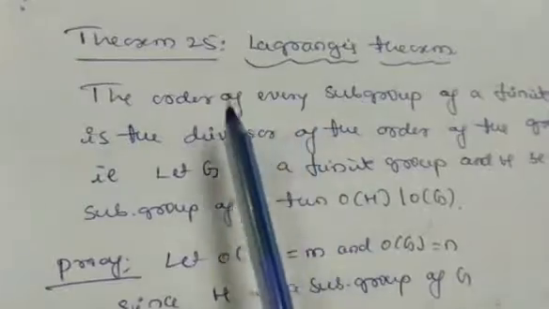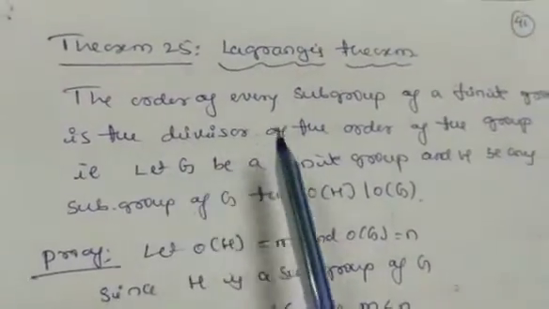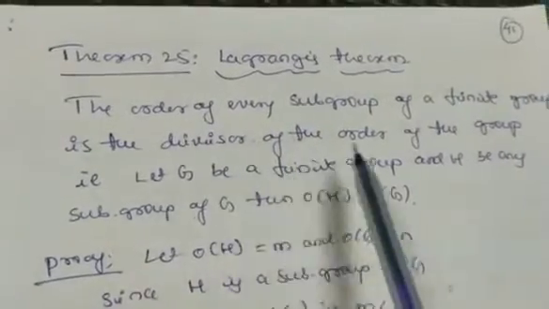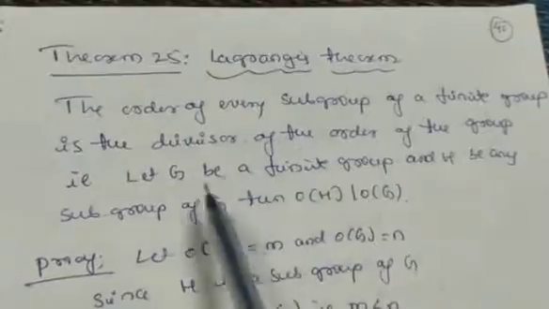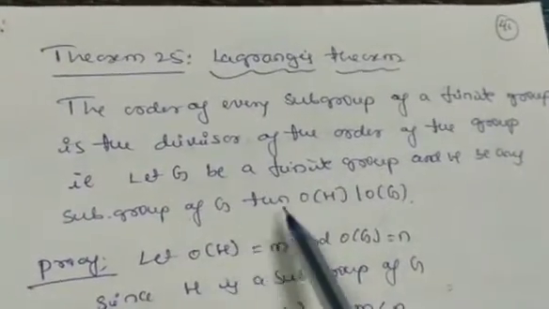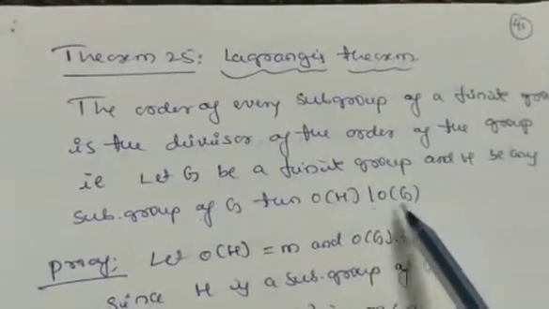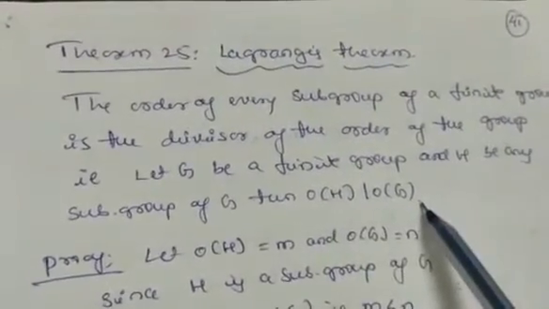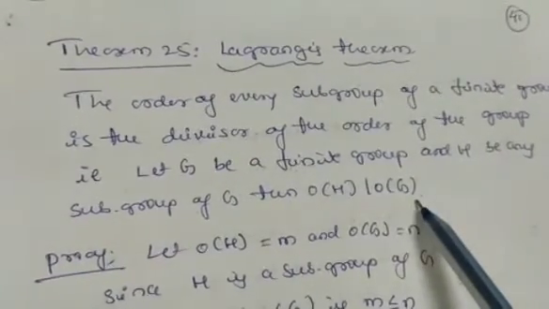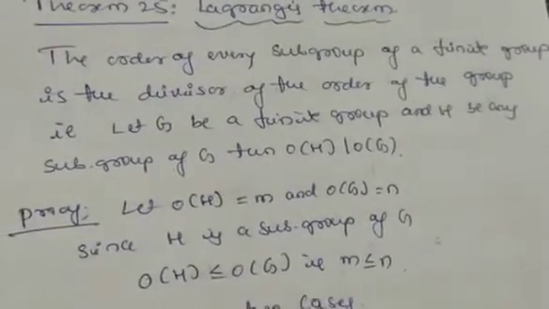This theorem is important. So let us take the statement. The order of every subgroup of a finite group is a divisor of the order of the group. That is, let G be a finite group and H be any subgroup of G, then order of H divides order of G. This is the statement of Lagrange's theorem. So this theorem may be asked for 2 marks, only the statement, and if the proof is asked, then it is for 6 marks.